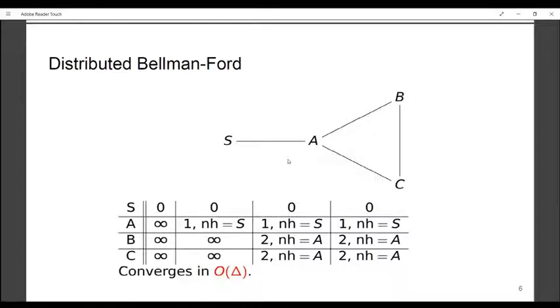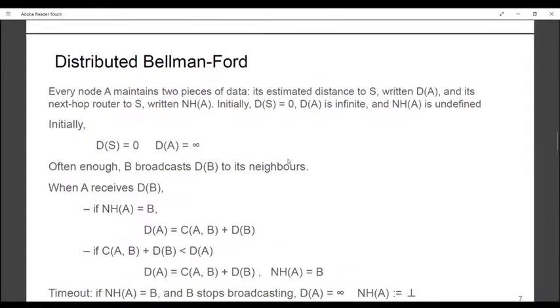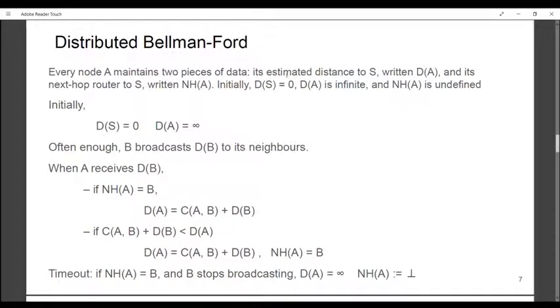Okay, so let's understand the algorithm. Every node A maintains two pieces of data: its estimated distance to S, which is denoted as D(A), and its next hop router to S, which is written as NH(A). Initially D(S) is 0, like the distance of S from S is 0, and D(A) is infinity, and all nodes other than S will be infinity. And NH(A), the next hop router of A, is still undefined.